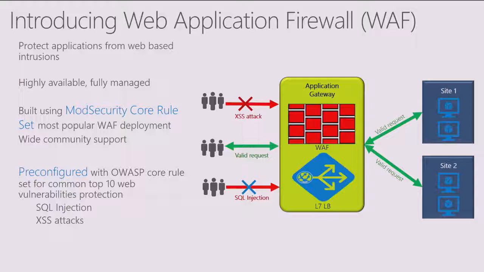It comes pre-configured. When you create the Application Gateway WAF, with just a click of a button, you can provide protection from most of the common vulnerabilities like SQL injection, protocol violation, cross-site scripting, local file inclusions, and so on. I'll cover in detail these protections in a later slide. Now, this solution is part of Application Gateway.